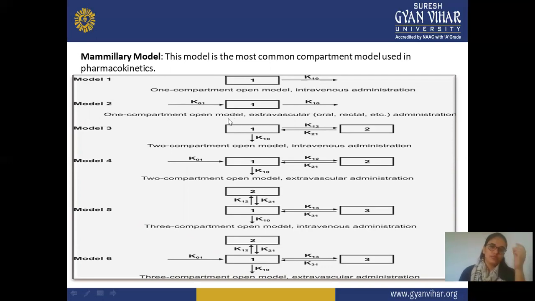And the second model is the one compartment open model, extravascular. In this, oral or rectal route administration mainly takes place, whereas in the previous one intravenous administration takes place. This is the intravenous and this is the extravascular route, because the drug is given by the oral and rectal route. And this is also a one compartment open model.